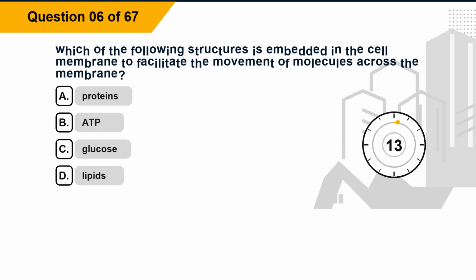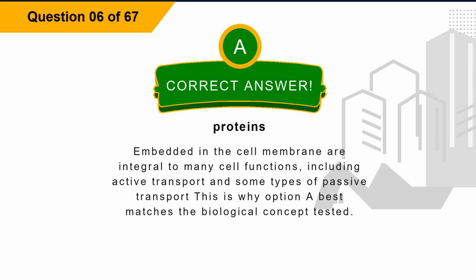Question 6. Which of the following structures is embedded in the cell membrane to facilitate the movement of molecules across the membrane? Option A, proteins. Option B, ATP. Option C, glucose. Option D, lipids. The correct answer is option A, proteins. Explanation: Proteins embedded in the cell membrane are integral to many cell functions, including active transport and some types of passive transport. This is why option A best matches the biological concept tested.